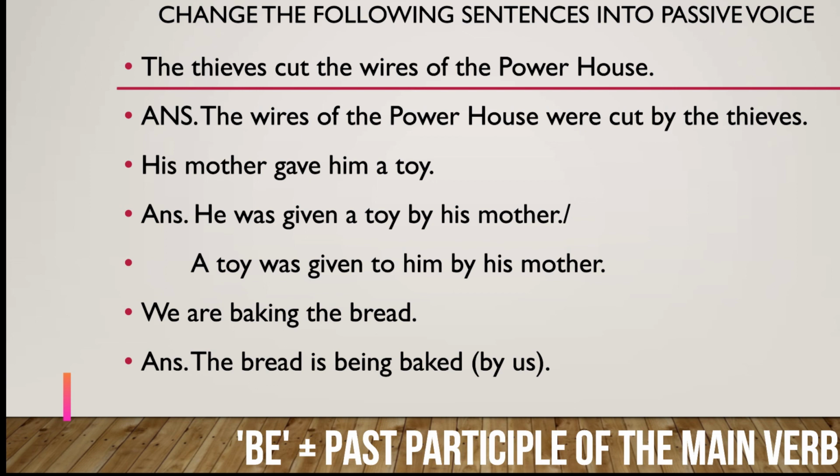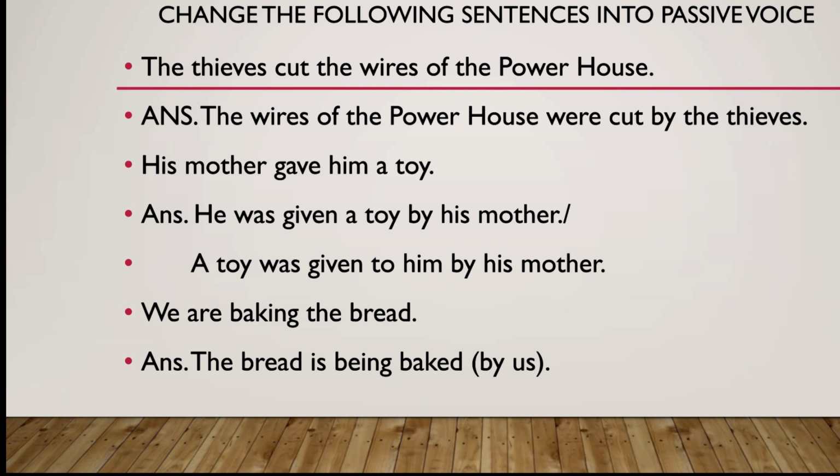Main verb is give, and the third form of the main verb is given. But before that, what will be the form of verb be? As he is the third person singular, so we will use was. As it's a past tense, so we will use was. He was given a toy by his mother.